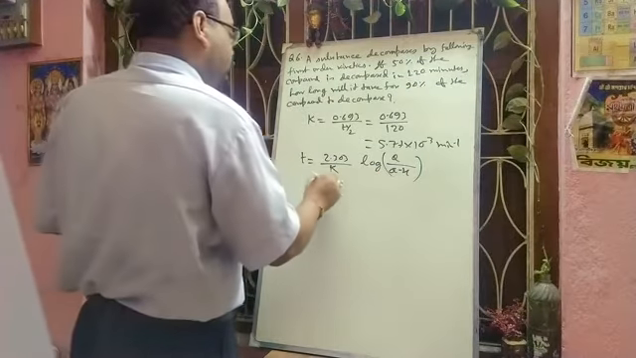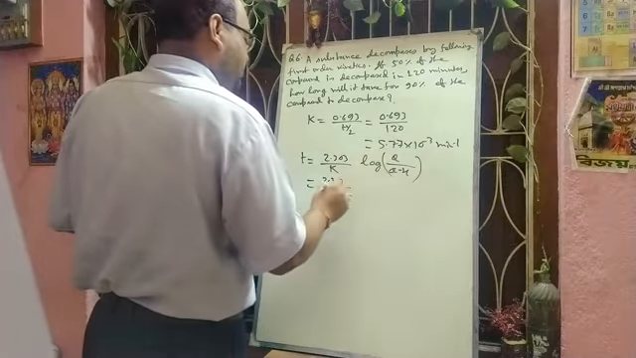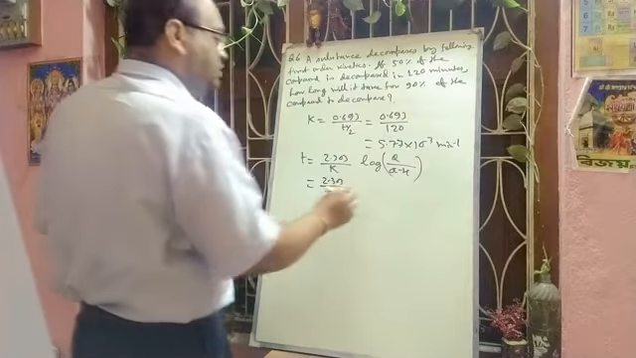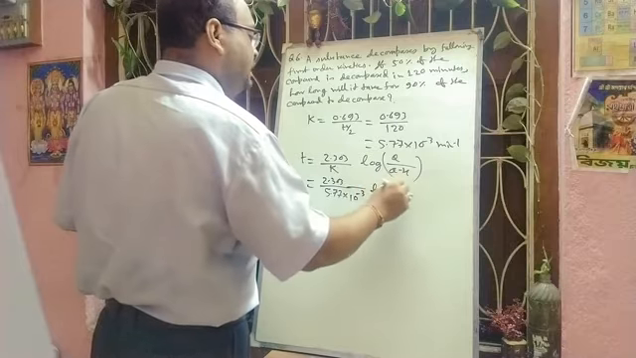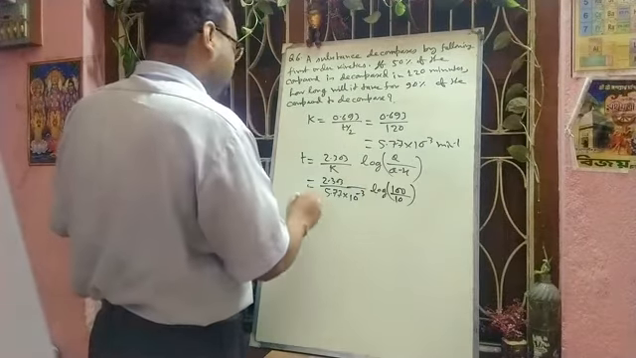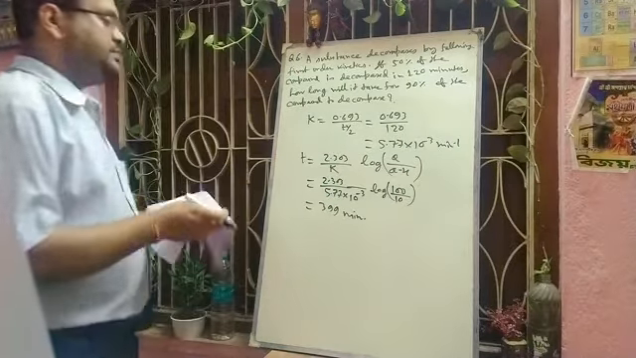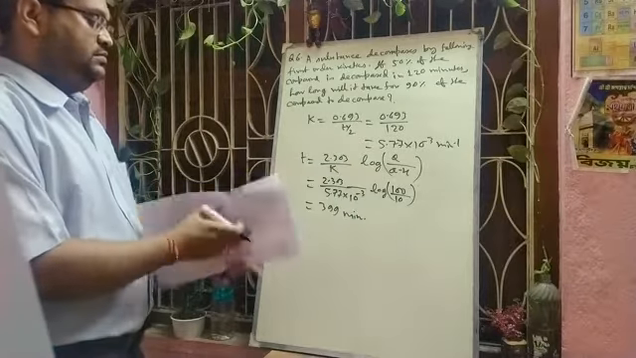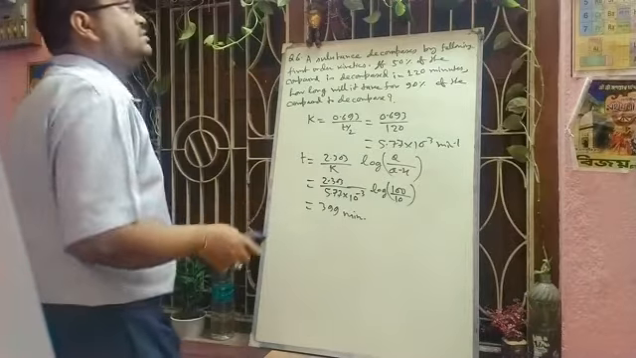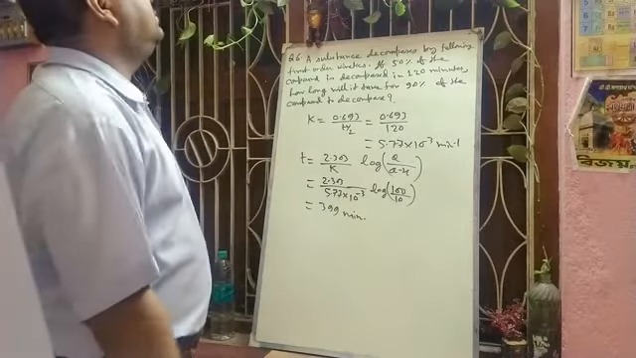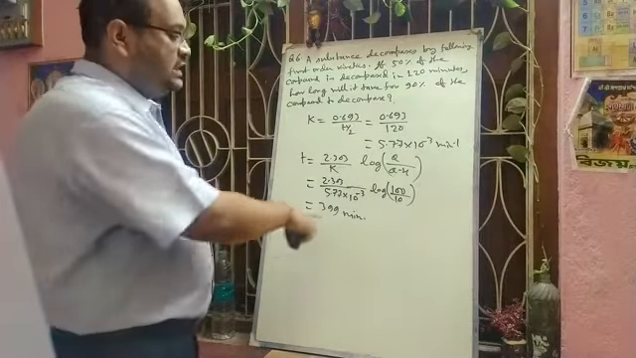Now here K value we have just calculated, 5.77 into 10 to the power minus 3, log 100 by 10, that will be equal to 399 minutes. Okay, so this is your answer. That question was how long it will take for 90% of the compound to decompose. The time required is 399 minutes.